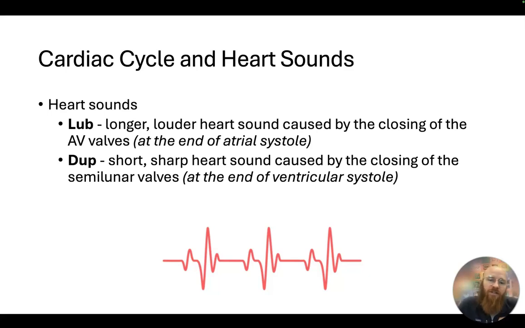sound. The dup, which is a very short, sharp sound, is actually caused by the closing of the semilunar valves immediately after the ejection phase. So at the end of ventricular systole, that active component, those semilunar valves are going to slam shut again, and that happens very, very quickly as well. Okay, so the lub, longer, louder, is the AV valves closing. And then the dup, which is a short, sharp sound, is at the end of ventricular systole, which is when the semilunar valves close.